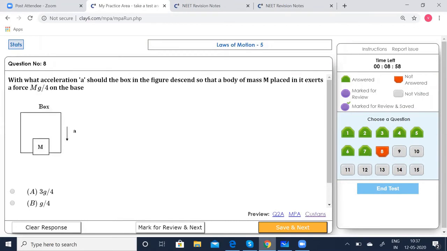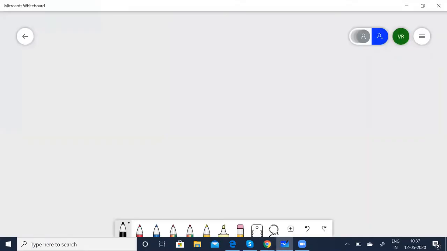Obviously, the box is accelerated downwards. Then what will be the force? You can write it as mg minus N is equal to ma, where N is the reaction, mass is given M, g is the acceleration due to gravity, and here a is the acceleration of the box. Remember that. So N is the normal force. I told you it can either be denoted by R or N. So N is given as mg by 4, right?